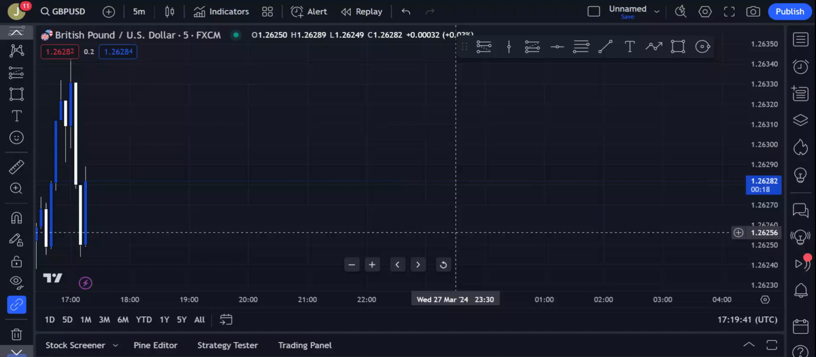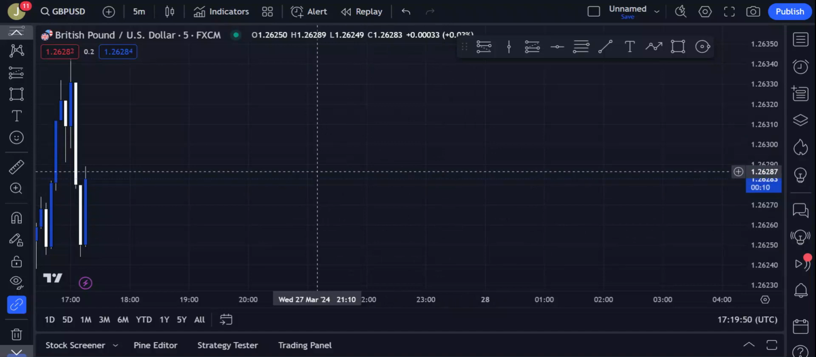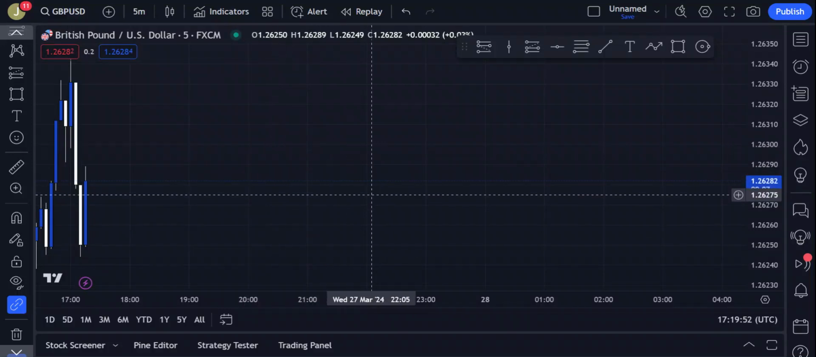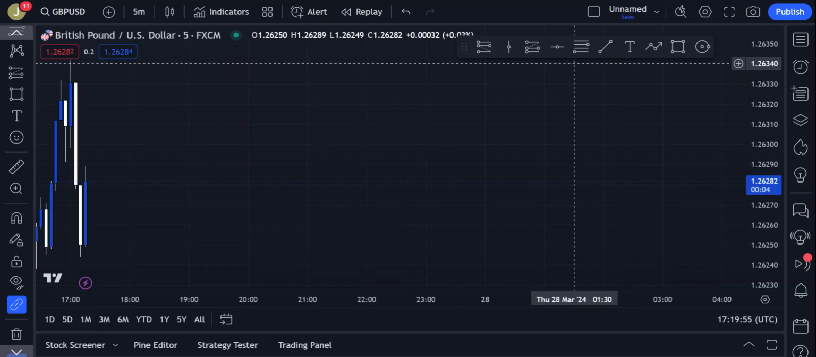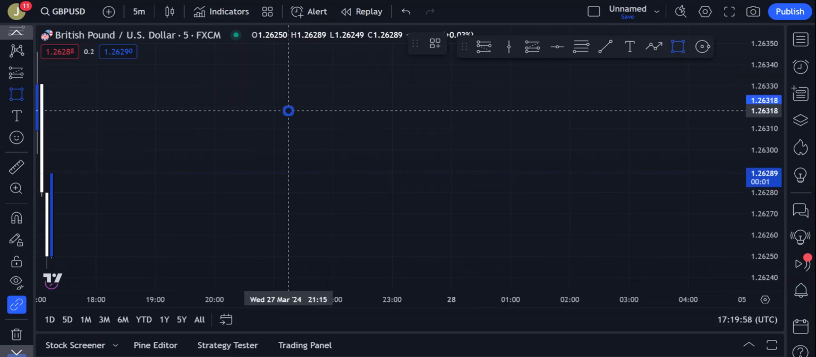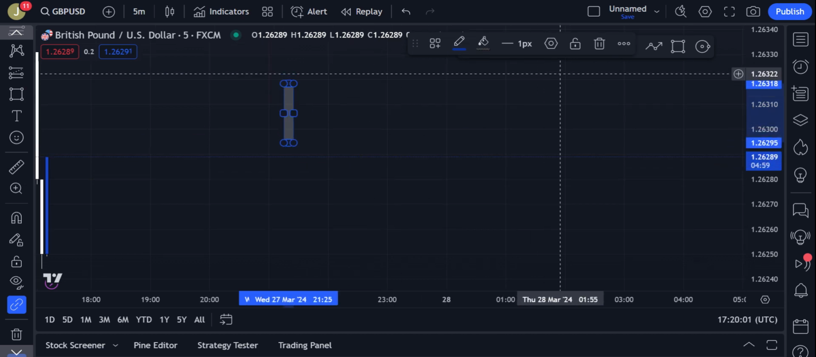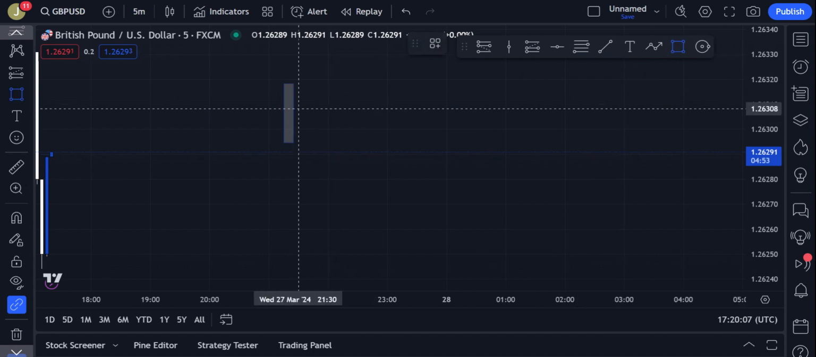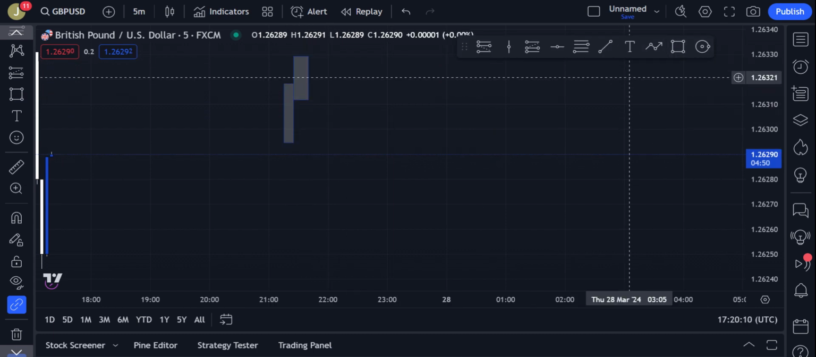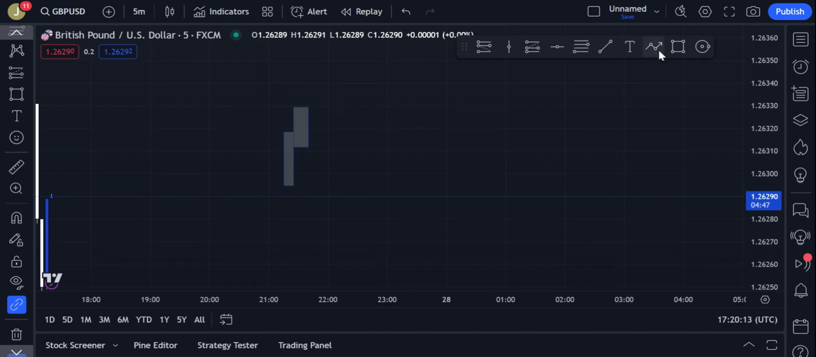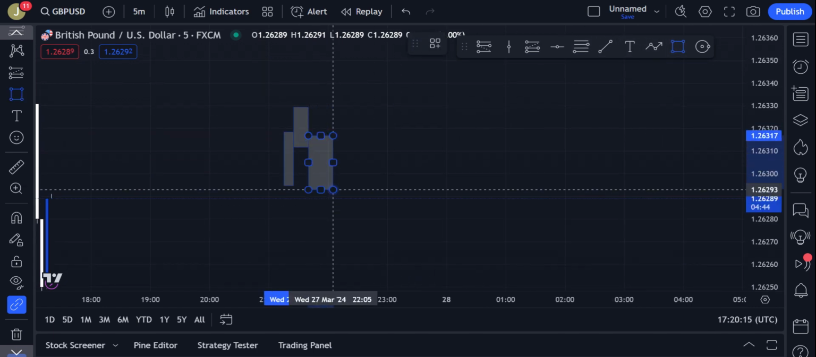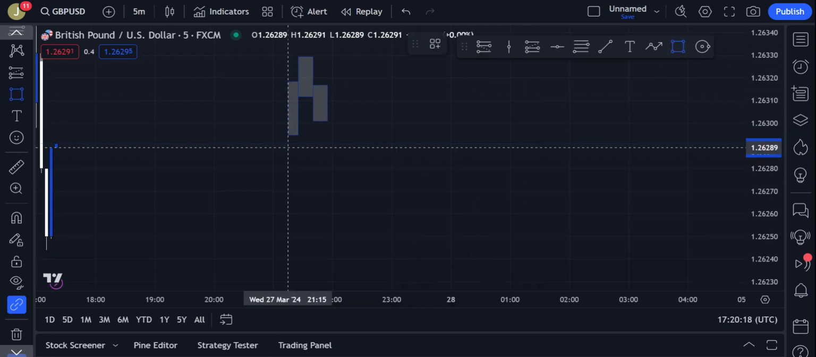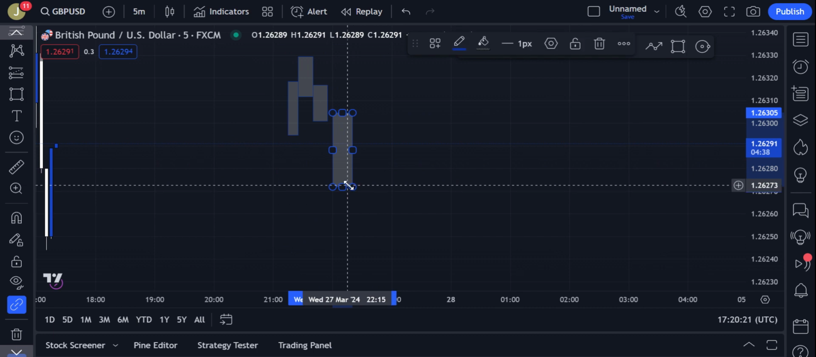So hi guys, today I'll be teaching you what a fair value gap is. It's called an FVG, fair value gap. It's the same thing. So I'll show you in the middle of candles here. Let's say there's a candle like this, and a candle like this, and a candle like this, and like this.